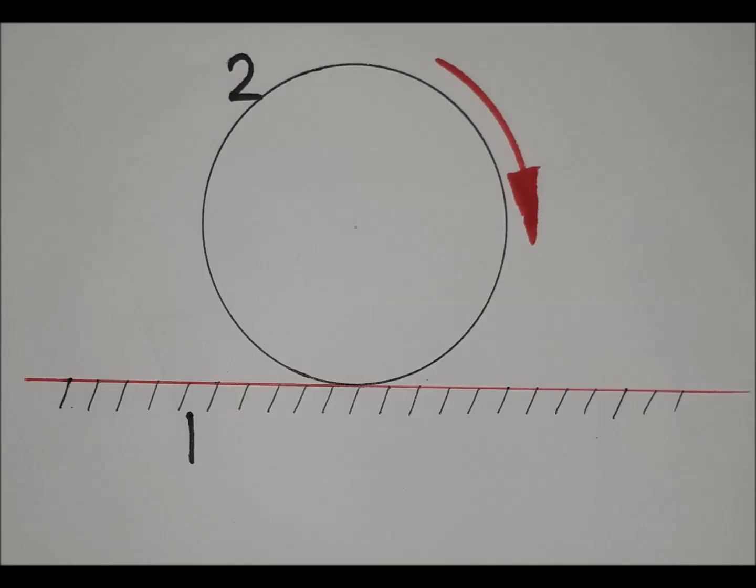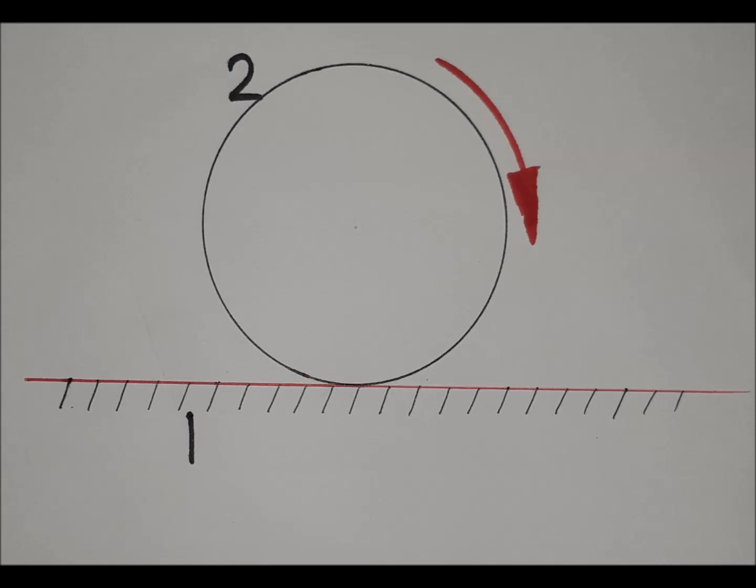Link number 1 is fixed and link number 2 is moving in the clockwise direction. We can treat link number 1 as a flat surface or line, and we can treat link number 2 as a circular disc or wheel.